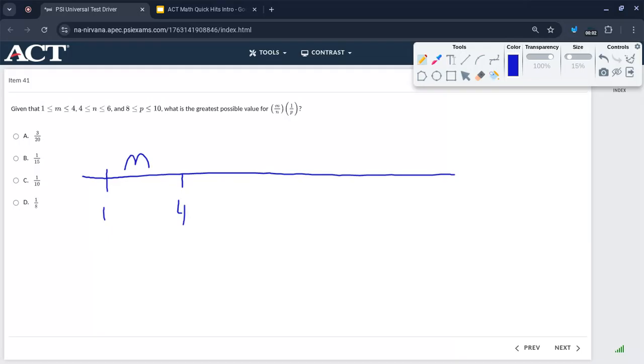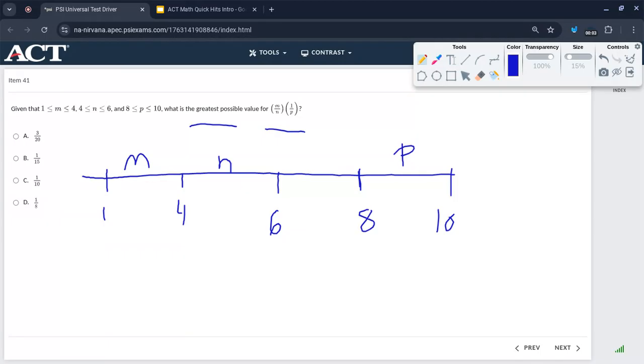Then it tells us N is in between 4 and 6, right? So that's how we read those statements. And then it tells us P is in between 8 and 10. Okay, so there's P. All right, so there's all of our variables and the ranges that they could be. And then it asks, what is the greatest possible value for this expression over here, right? And notice we have some fractions we're multiplying together.